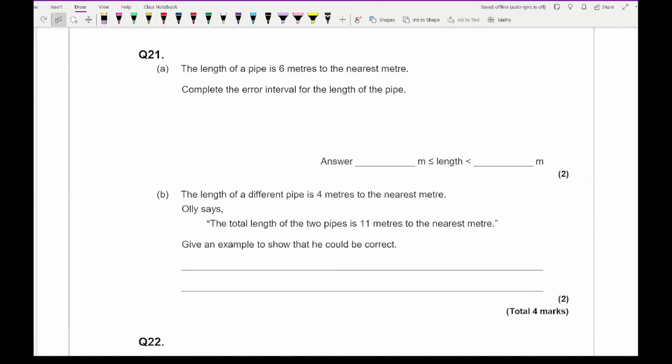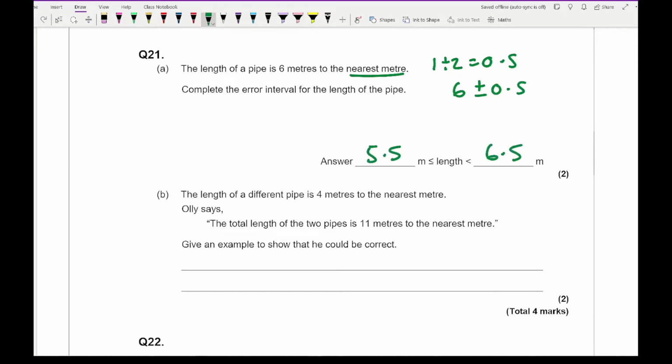Then moving on to question 1. So this question is very, very similar to the previous one. It says that the length of a pipe is 6 meters to the nearest meter, complete the error interval of the length of pipe. So again, to the nearest meter, I do 1 meter divided by 2. That gives me 0.5. So I'm going to do 6 plus or minus 0.5, which gives me 5.5 and 6.5.